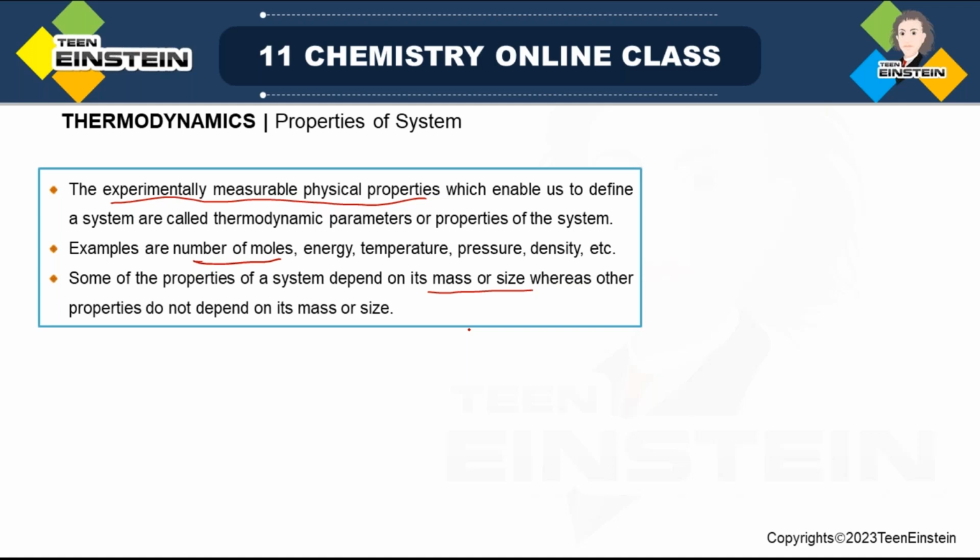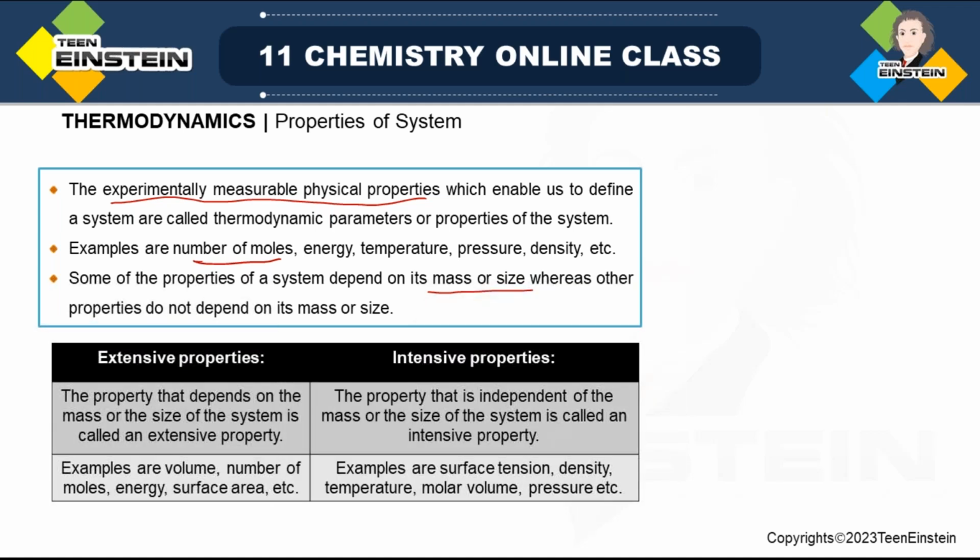Suppose you have taken some metal. In one case there is a particular size of metal, in another case the metal size is large. So mass or size in some cases matters. If you change the mass or size, these properties also change. But it may not be so for all the properties. So now we can classify these properties of system depending on whether they depend on mass or size or not. One is called extensive properties. Another is called intensive properties.